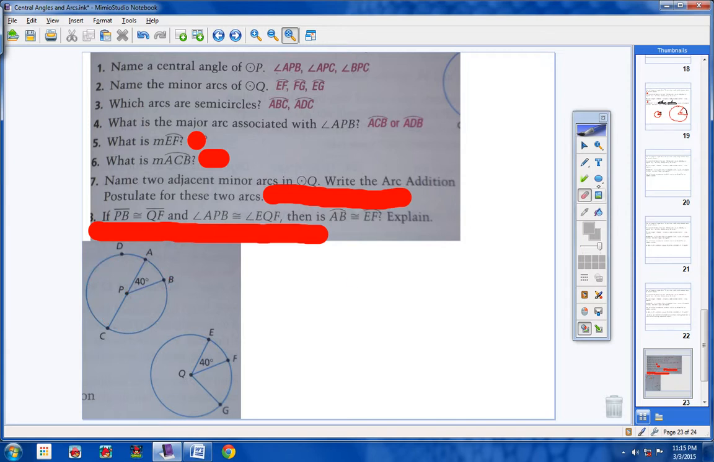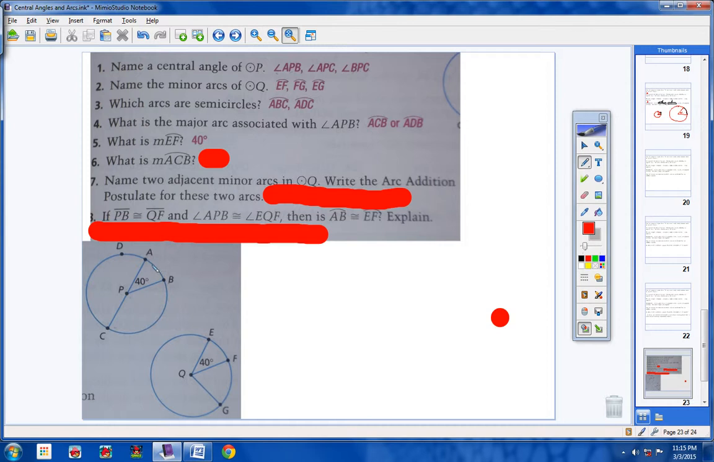What is the measure of arc EF? Here's arc EF. Got it? What's its central angle? 40 degrees. So what's its measure? 40 degrees. All right, so the answer to number 5, 40 degrees.